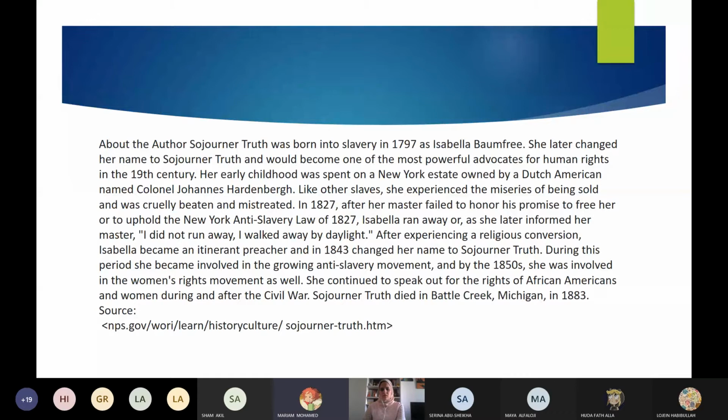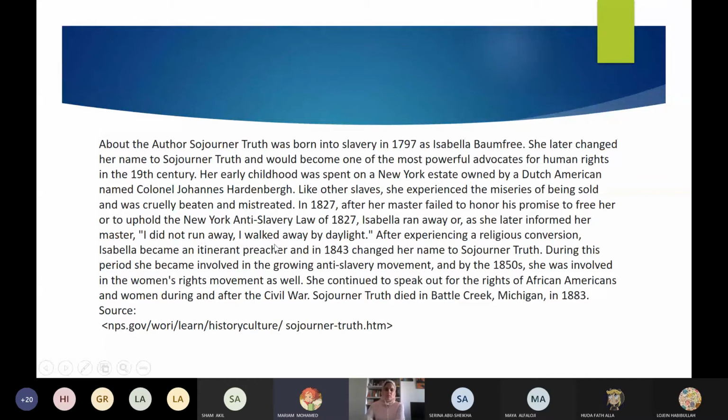Yes, remember when we said Frederick Douglass said that your mission is not finished because the people are not ready in the depths of their hearts to admit to the laws of stopping slavery. So her master failed to honor his promise to free her. Okay, so she escaped, she ran away.